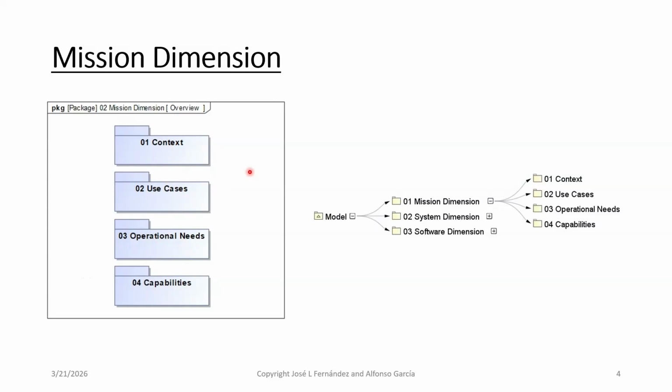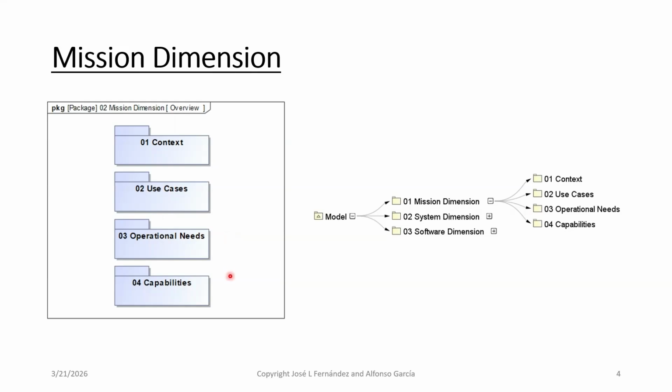Remember that the system context defines the boundaries of the system of interest by identifying the external entities interacting with the system. The use cases and operational scenarios describe the sequence of interactions between the users and the system to achieve different user goals. From the use cases, we specify the operational needs regarding the system, expressed from the stakeholders' point of view. Those needs, of course, will be contained in the operational needs package.